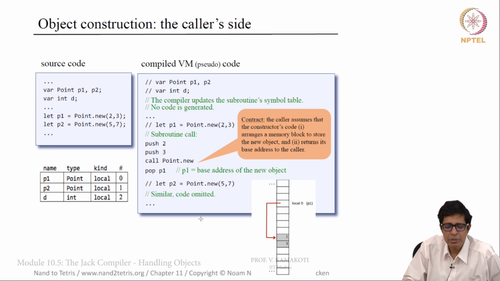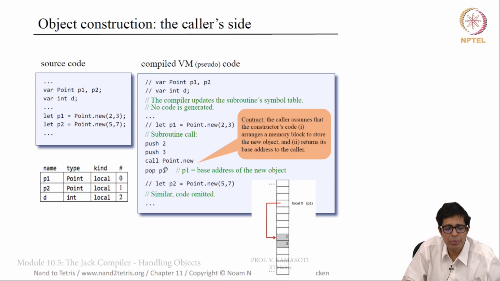So the contract is, the caller assumes that the constructor's code arranges a memory block to store the new object and returns its base address to the caller. So call point.new will return a base address to the pointer.